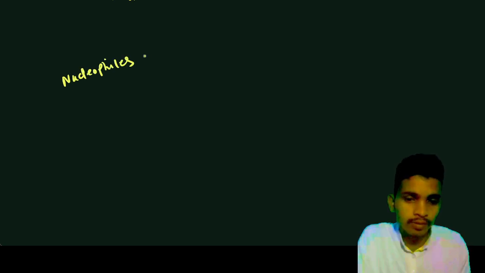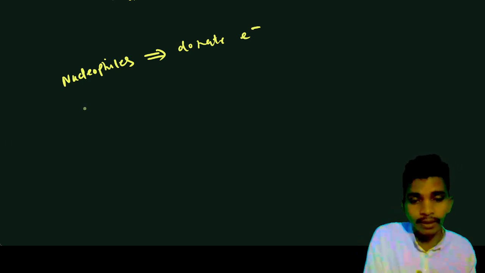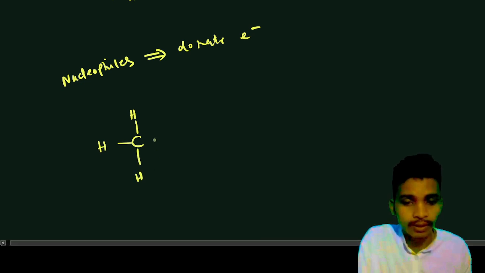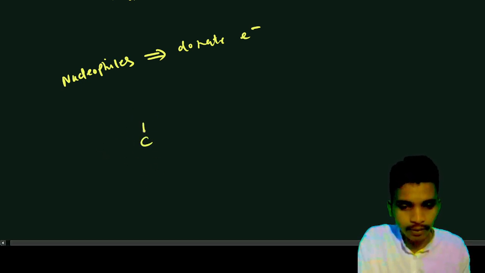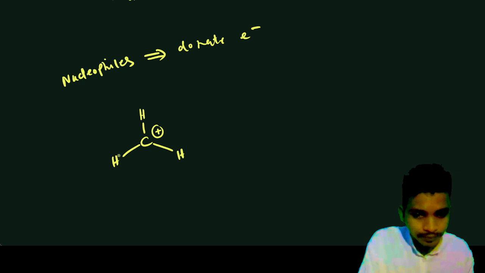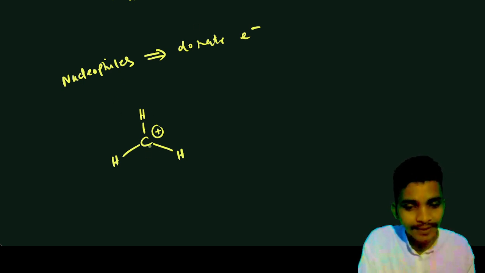Nucleophiles means donate electrons. So to get stable, carbocations need electrons. Let's say we have this carbocation, and hydrogen is present here, here, and here. This carbocation has the positive charge. So the electron donation means this carbocation will be stable if it gets electrons.